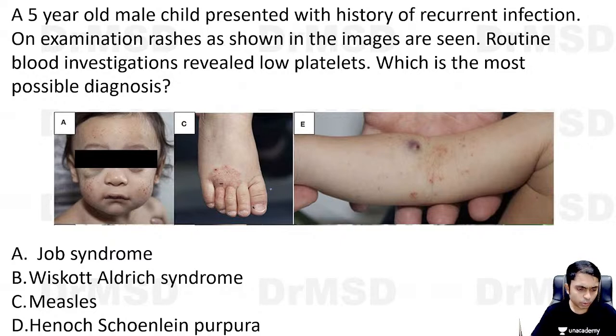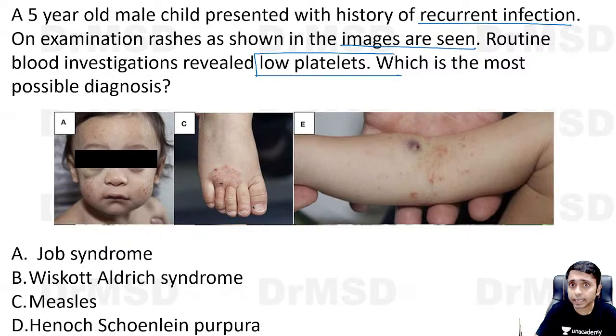Okay, so option A, Wiskott-Aldrich syndrome. Neha Naushin says option A. Many students have actually got confused between options A and B. If you observe the question, a recurrent infection history is given and images are being shown, and there is one important investigation finding, that is low platelets, that is thrombocytopenia.